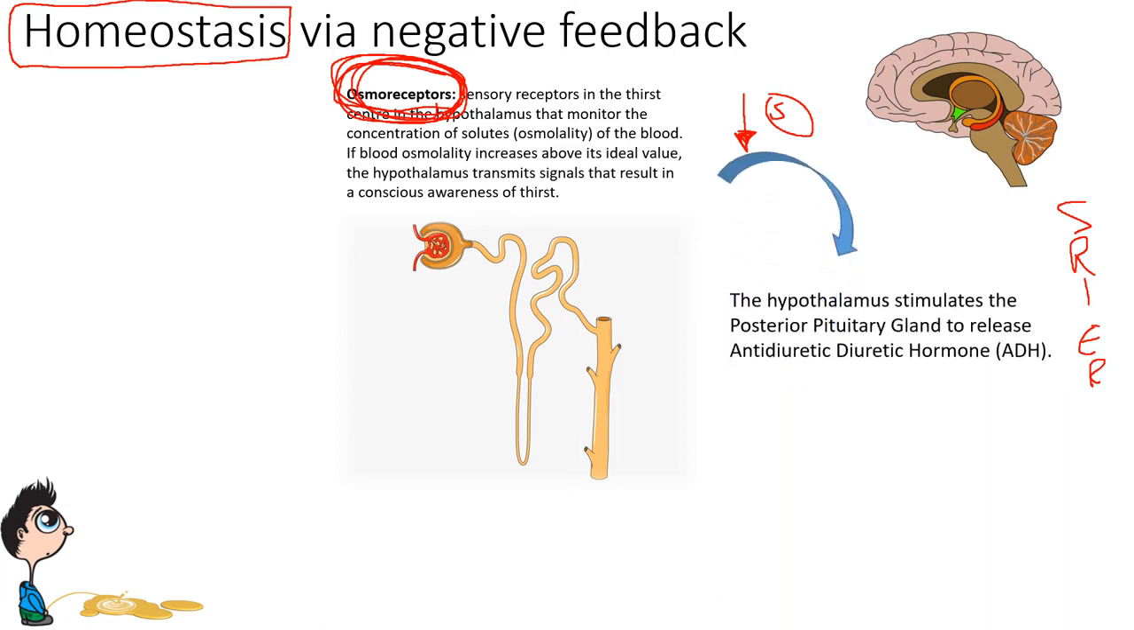What it does, it tells the posterior pituitary gland. Now the posterior pituitary gland is the one behind it. If you look at this little thing here, you'll see that that's the pituitary gland. The posterior one is the one at the back. I often call it the ball sack of the brain because it looks like a ball sack. That's the anterior pituitary gland. This is the posterior, and that's the one that releases a hormone called ADH, antidiuretic hormone.